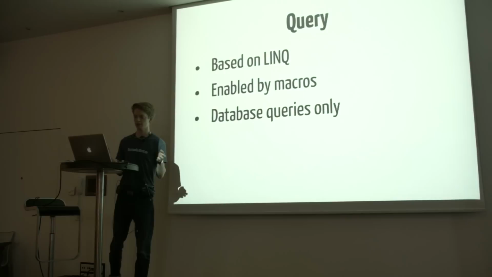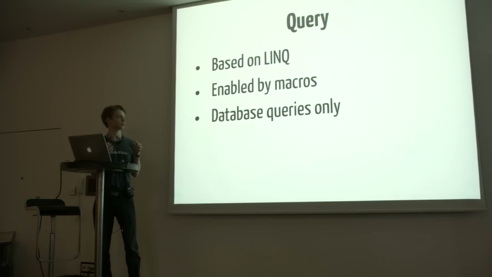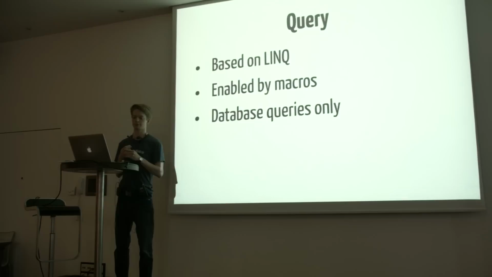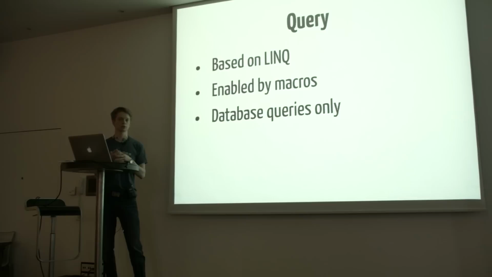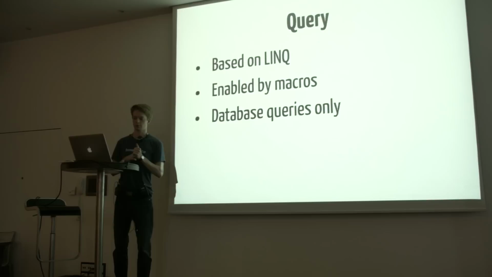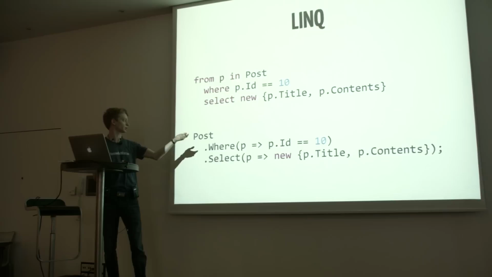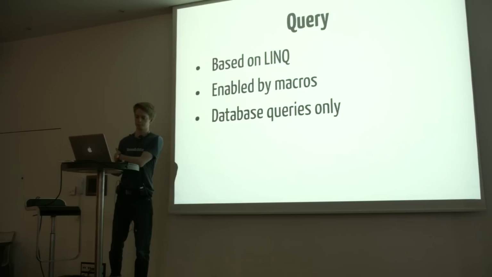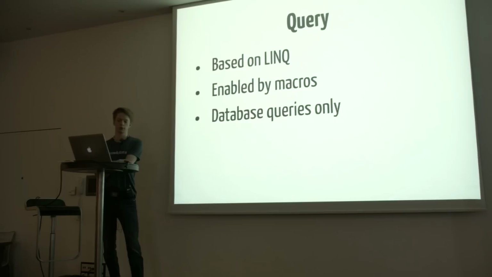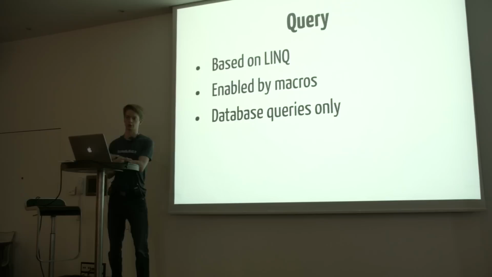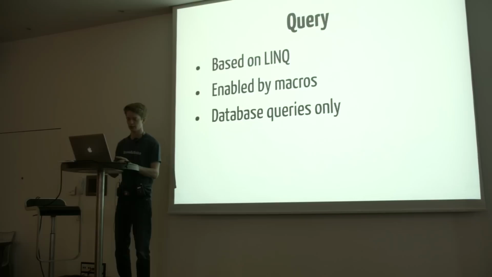So we were basing this on Link, but one of the biggest differences between the query language in Elixir and Link is that the Link syntax also works for in-memory collections. As you see, posts could just be swapped out for a list or any kind of collection, and you can run this. It works on the collections. And in Elixir, we already kind of had that with the existing functional programming we had in the Enumerable module.